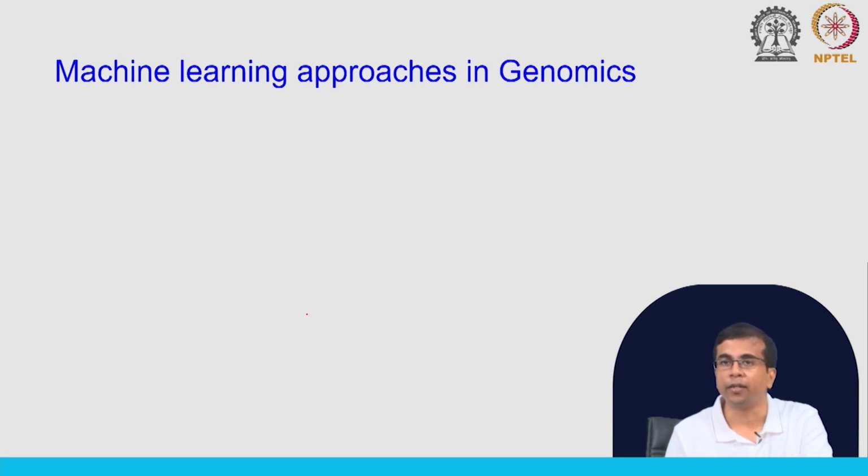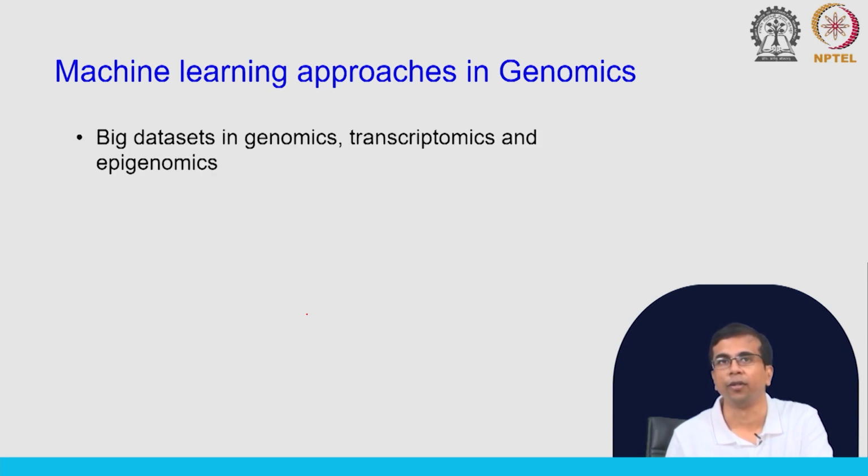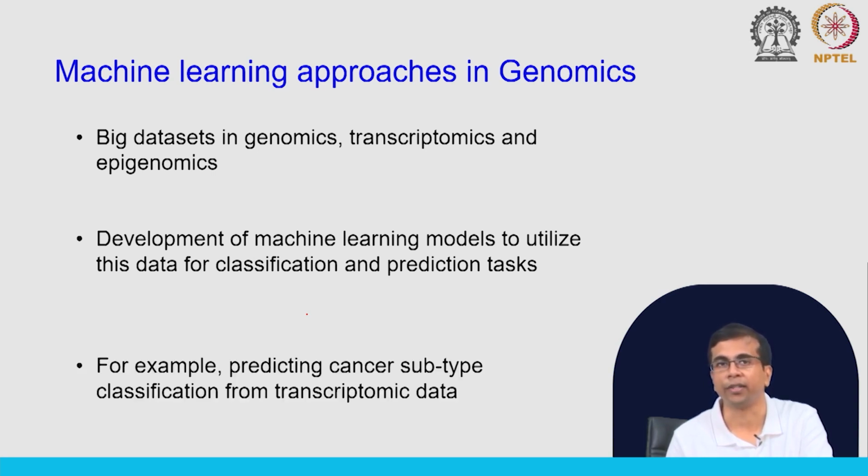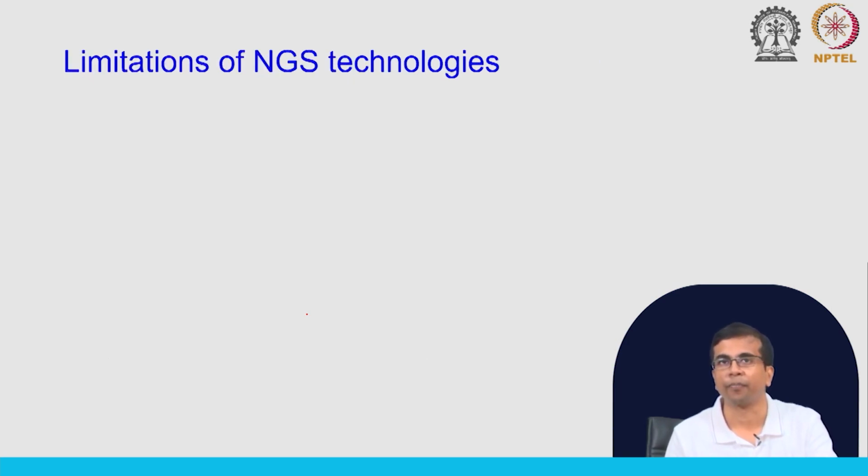Now, again, with all the data coming in from all these fields, we can also devise machine learning approaches, right. This is where the data science field also merges with biotechnology and biological sciences. We have data sets in genomics, transcriptomics as well as epigenomics, and we can take these data and apply machine learning models for classification and prediction tasks. This could be, for example, disease subtype classification. I have given you an example here, something like cancer subtype classification from transcriptome data.